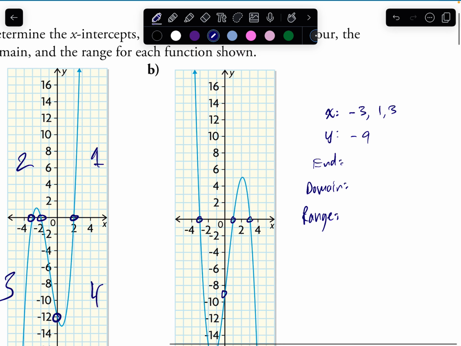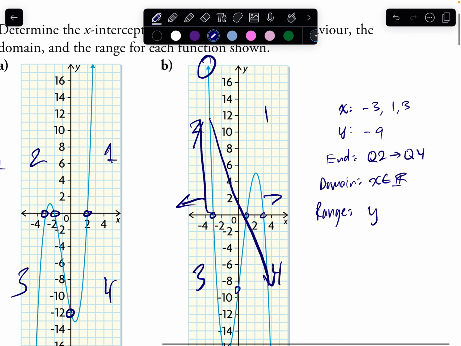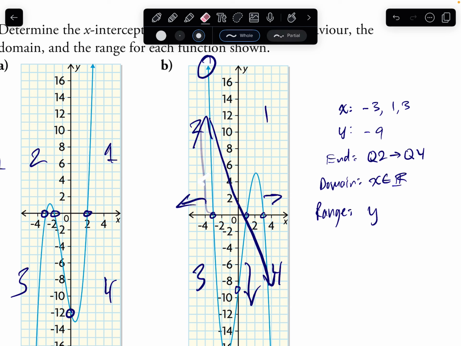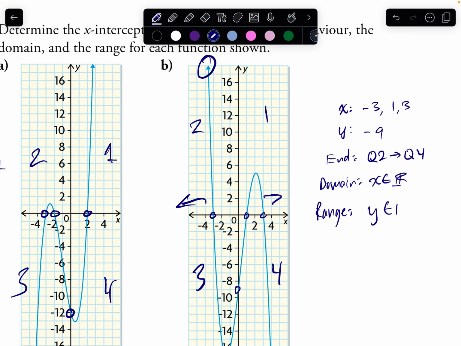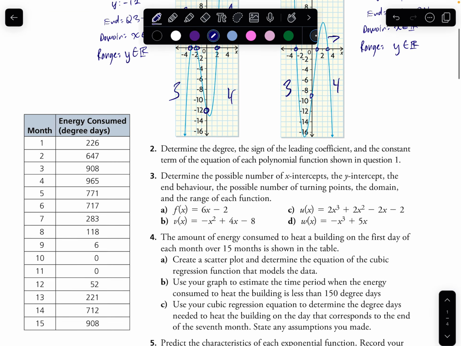End behavior starts off at quadrant 2 and then goes down to quadrant 4. So Q2 to Q4. The domain again goes all the way that way and all the way that way. X is an element of all real, and range it goes up the whole way and down the whole way. So range is y is an element of all real. Sweet. That's question 1 done.